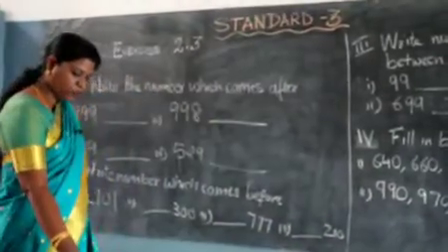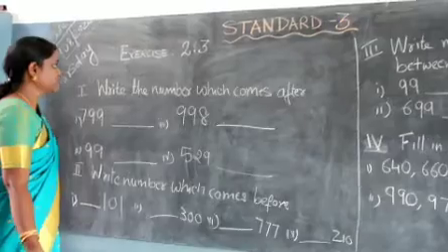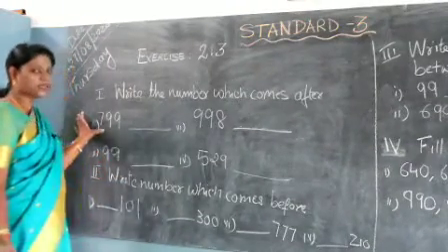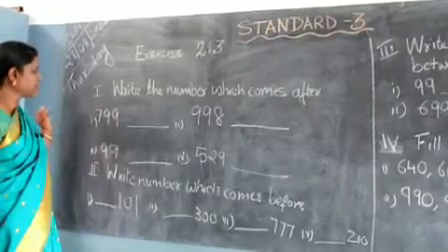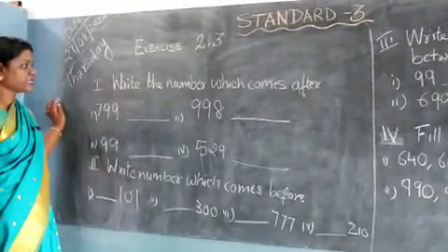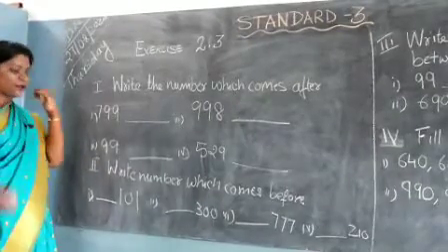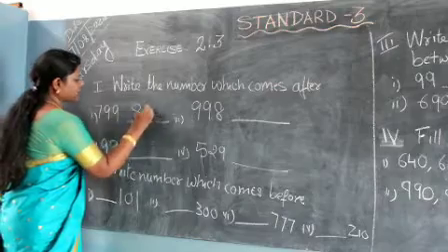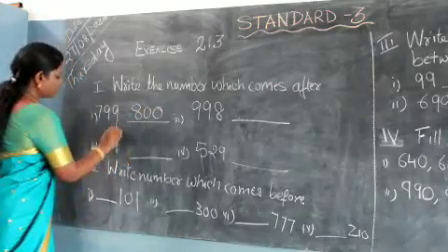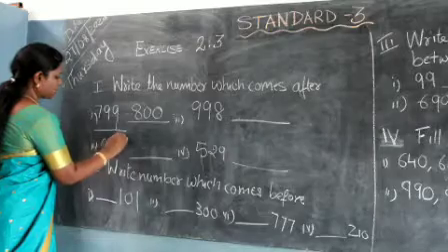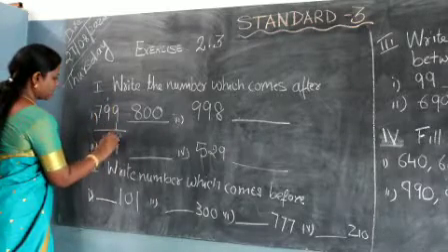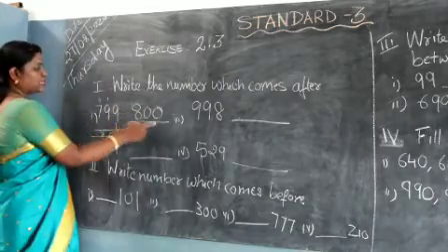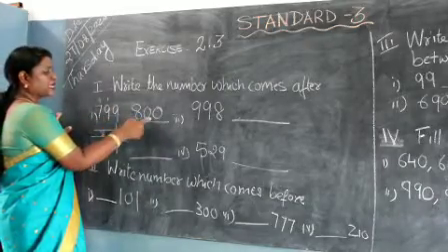Exercise 2.3, the first question says, write the number which comes after 799. What comes after 799? Can anybody tell me? You must be answering, but I can't hear you. I know that after 799 comes 800. Basically, if you add 1 to this, 9 plus 1 becomes 10, carry 1, 9 plus 1, 10, carry 1, 7 plus 1, 8. You just need to add one to get the next number. So here you get 800.